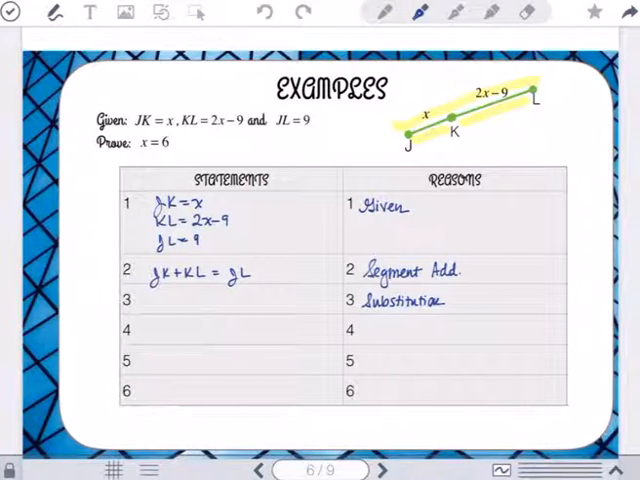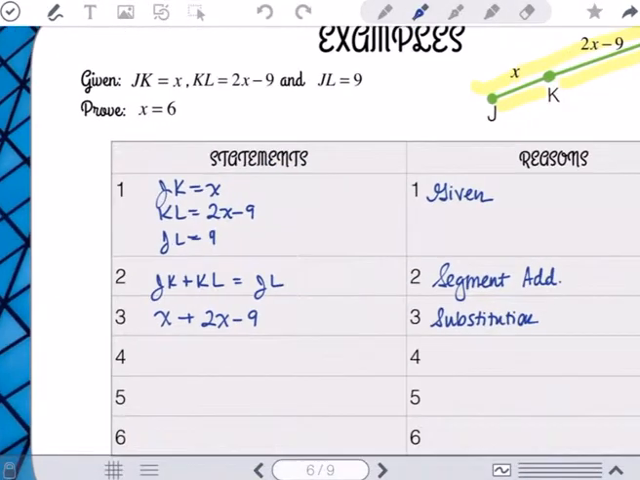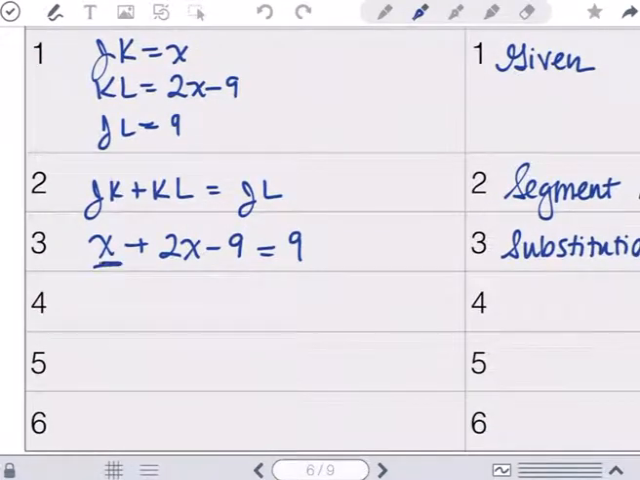I then said we're going to do substitution. So if I'm looking off to the side here, JK is equivalent to X, and KL is equal to 2X minus 9, and JL is equal to 9. I then have some like terms to combine for number 3. So it's going to be 3x minus 9 equals 9.